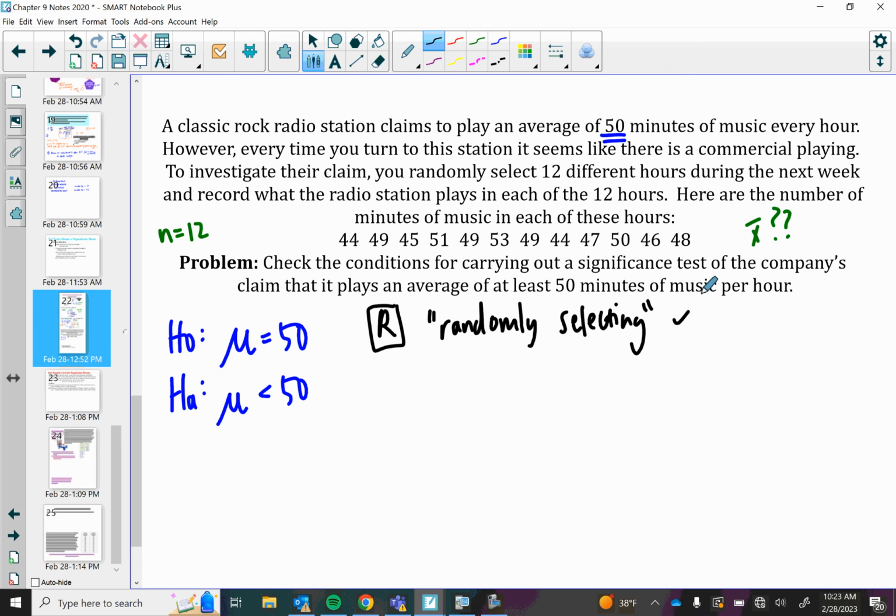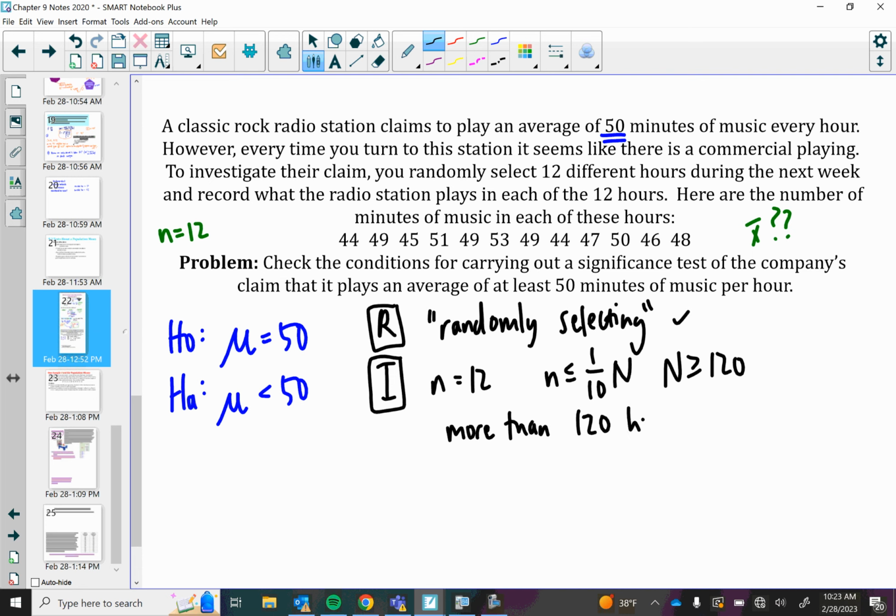Which is great to check our normal condition. Independent: our sample size is 12. That means we need to see at least 120 different hours we could have selected in a week, and that is a true statement. There are more than 120 hours in a week. So we're happy about that.